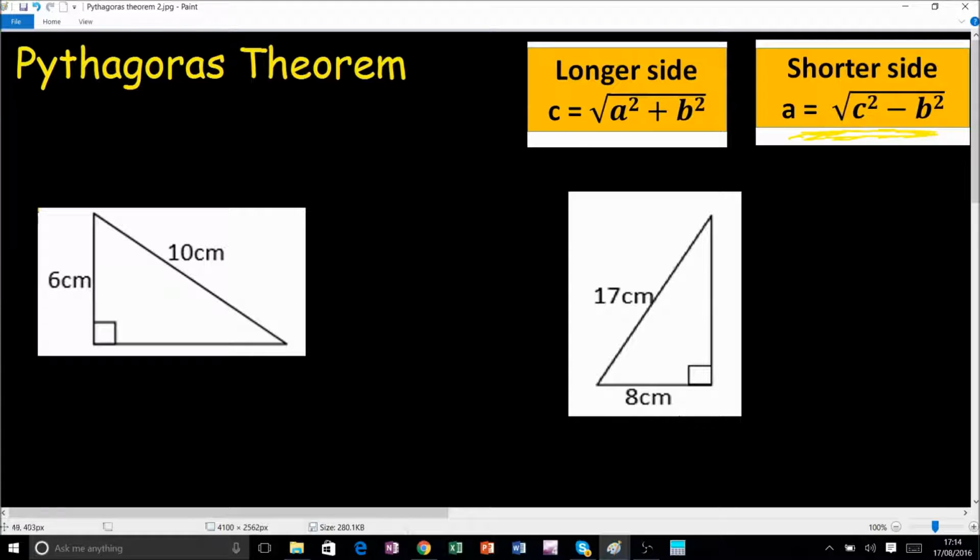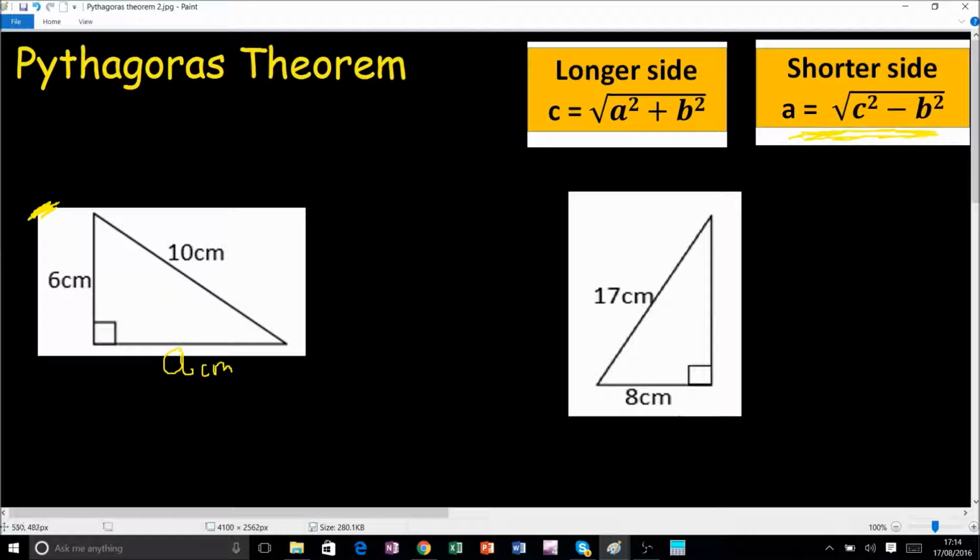Okay, so we're going to look at this question first. Let's call the side we're looking for A. This is our A, our shorter side that we are looking for. The right-angled triangle has two shorter sides. One of them is 6 and the other one is A. And I should really put A centimeters because our units are in centimeters.